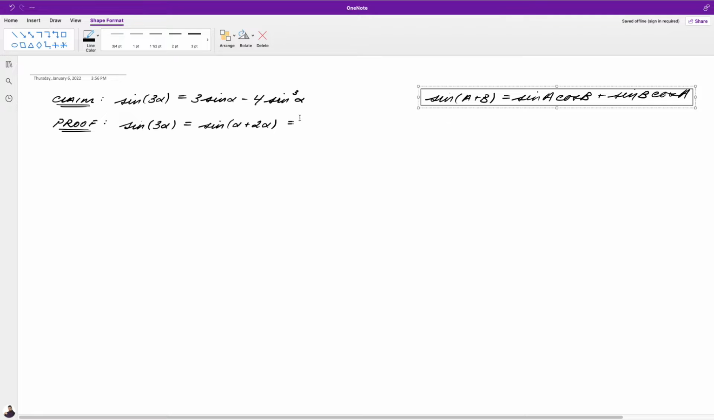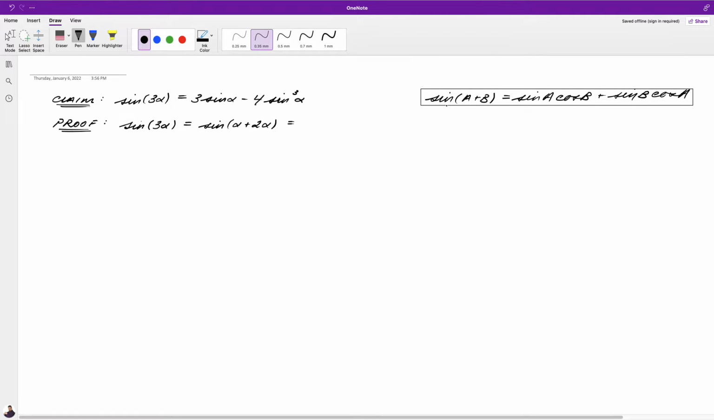Okay. So good. Using this formula, for which I have a proof in another video, if you so desire to see that, we're going to have sine of alpha cosine of 2 alpha, plus sine of 2 alpha cosine of alpha. Okay? Very good.